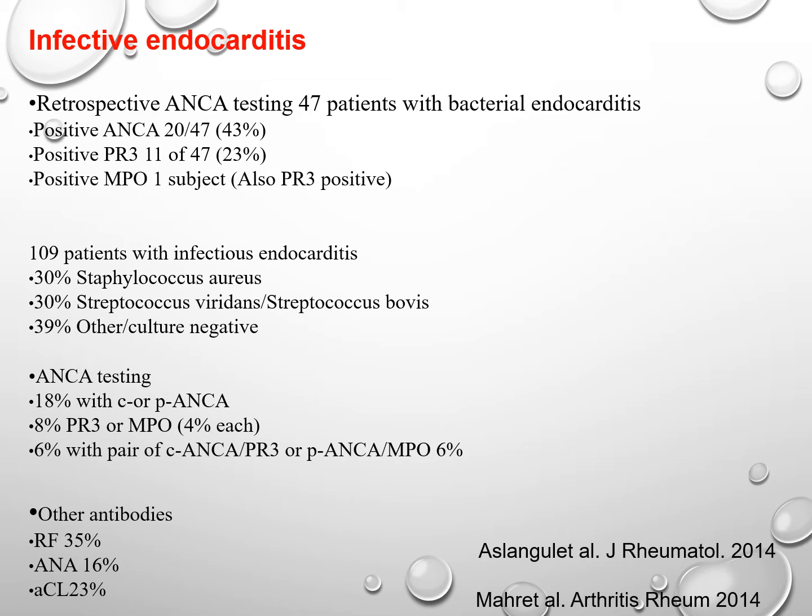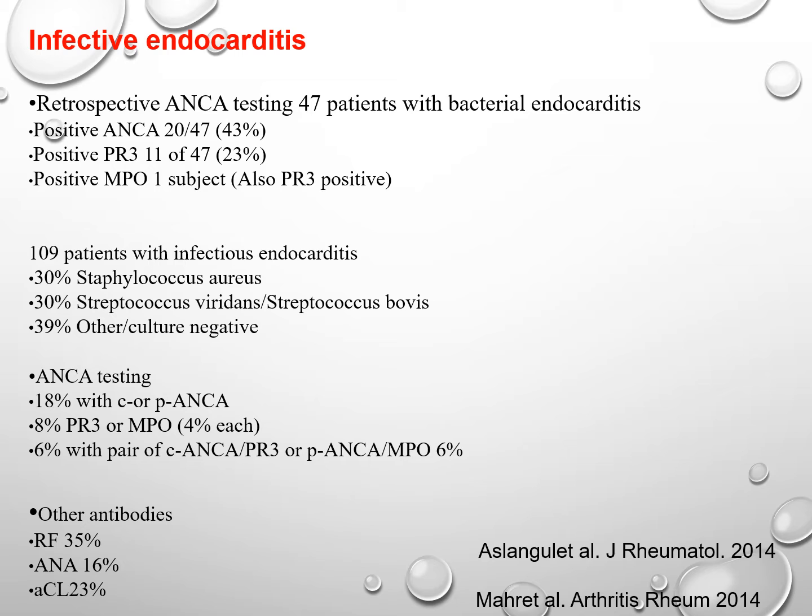So I will concentrate on infective endocarditis because it's challenging to diagnose. Sometimes you need an esophageal echo to find the vegetations. It may resemble other vasculitis because it may share some of the autoantibodies. In a nice prospective study of 47 patients with bacterial endocarditis, interestingly, ANCA was positive in 20 of 47, with PR3 reported in 11 of them, and MPO in one subject.